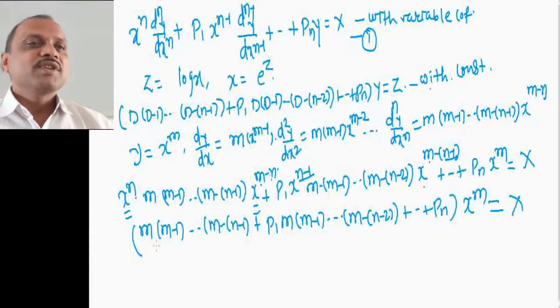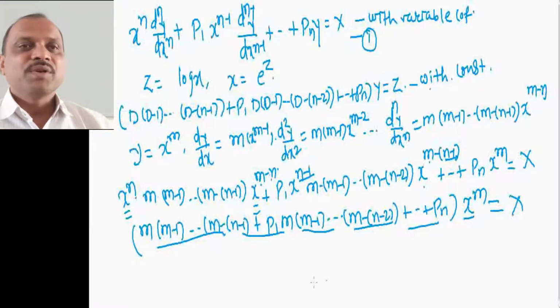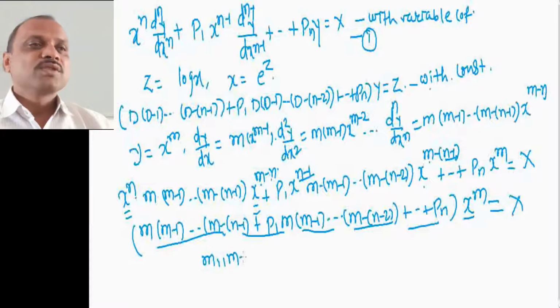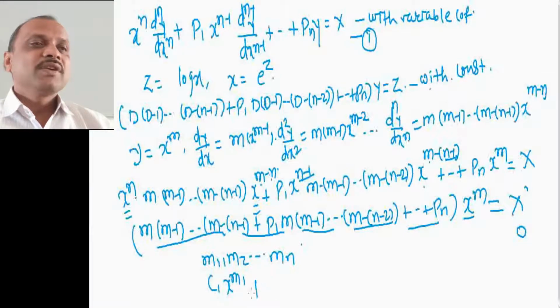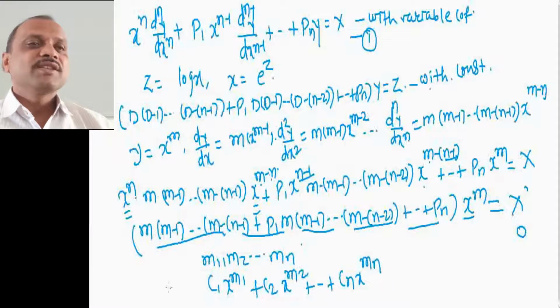Now in this equation, when we equate this part equal to 0, we get the roots. If m1, m2, up to mn are the roots of this equation, when we equate it equal to 0 to find the complementary function, then c1 x raised to m1 plus c2 x raised to m2 plus up to cn x raised to mn is the complementary function.